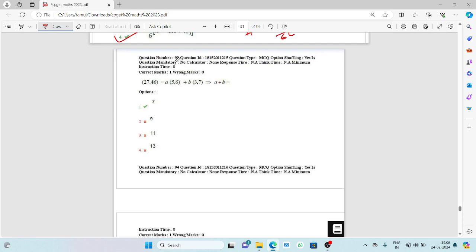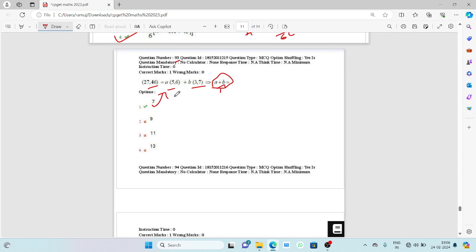So the 93rd question is (2, 7; 4, 6) = a(5, 6) + b(3, 7). He is asking for the sum a plus b, so we don't know what a and b are. Here also we can do it simply. If he is asking directly for the a, b values, we can just verify by options. But he is asking for the sum a plus b.